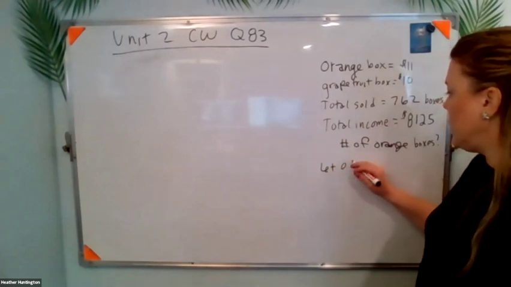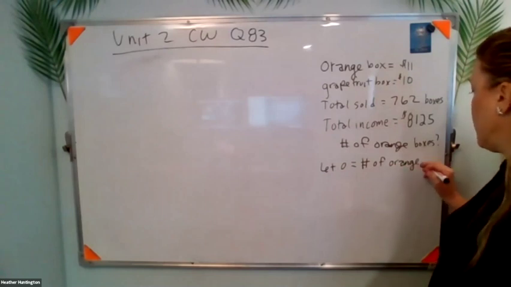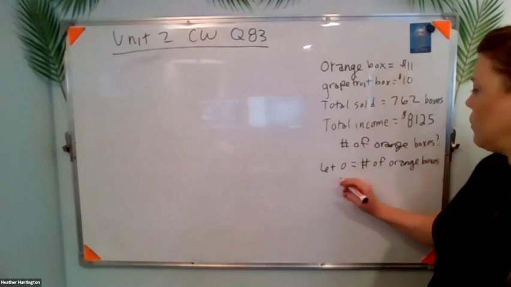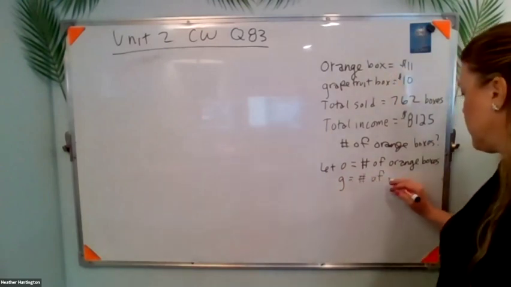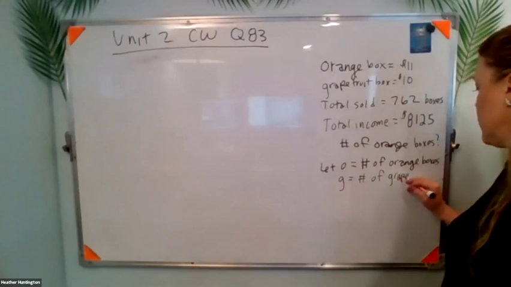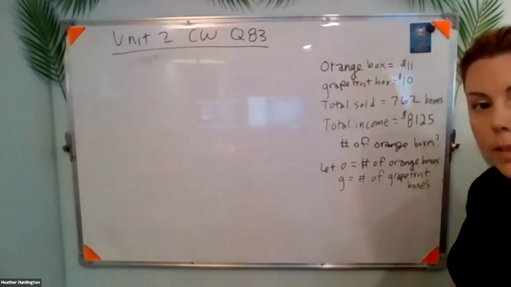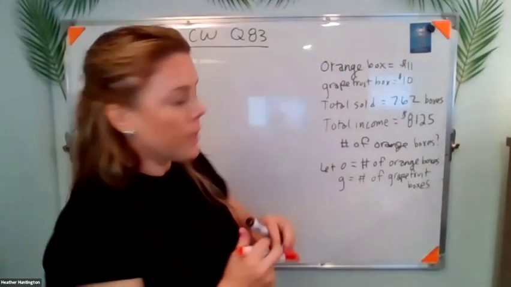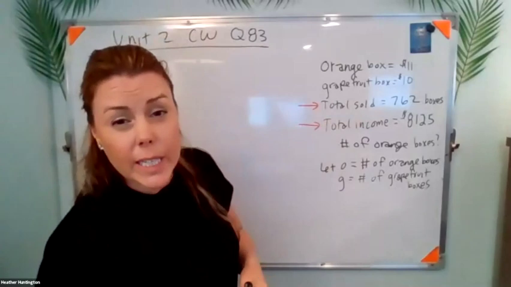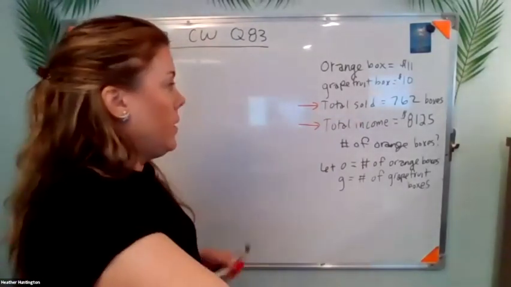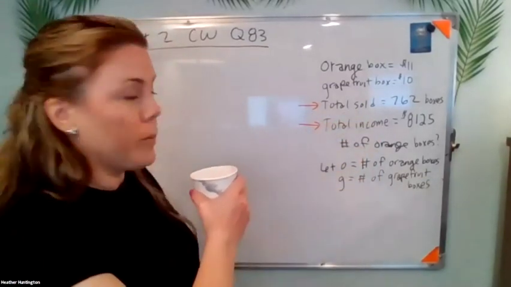So let O be the number of orange boxes. So then what are we going to let G represent? How about the number of grapefruit boxes? We're creating a system here. We're going to use these two parts, these two equations, to help us create a system. So total sold. How can I rewrite this as an equation with the variables O and G?